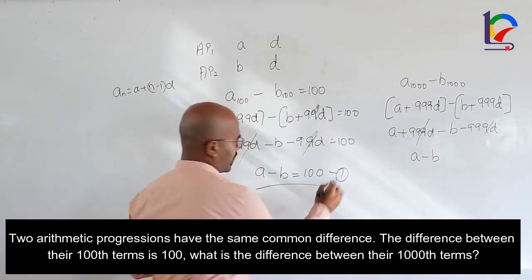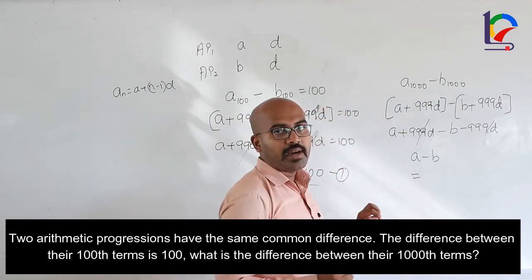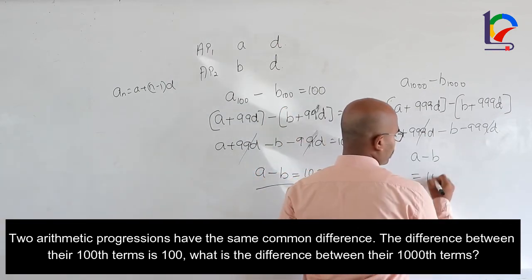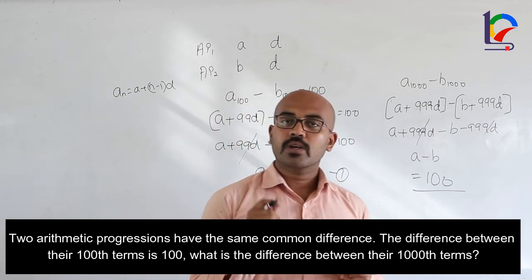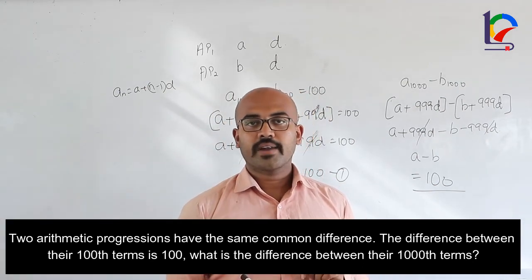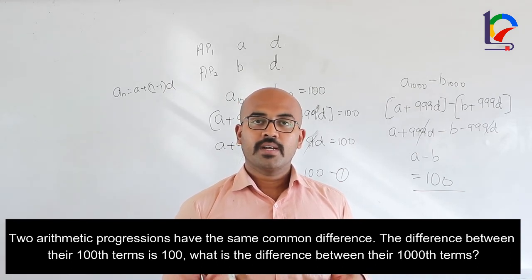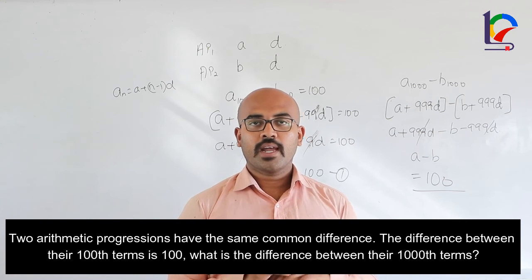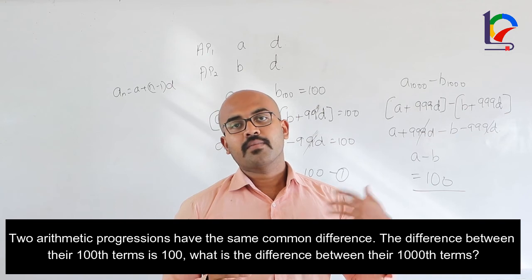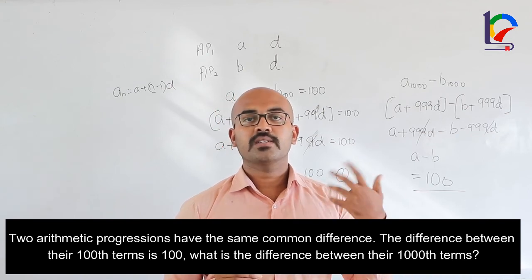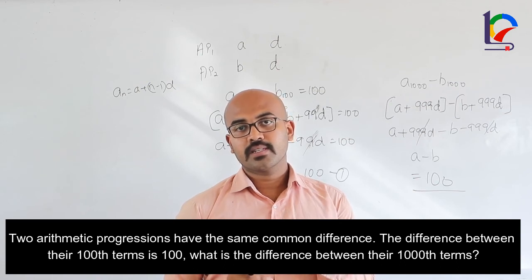I know the value of a minus b as 100. So, similarly, here also a minus b will be equal to 100. Hence, the difference between the 1000th terms is also 100. Similarly, if I take the difference between the 200th terms, it will also be 100. So, I can take any number of terms. The difference between their 50th term, or 100th, or 1000th, or 1 lakh term, will be 100, since the common difference is the same.